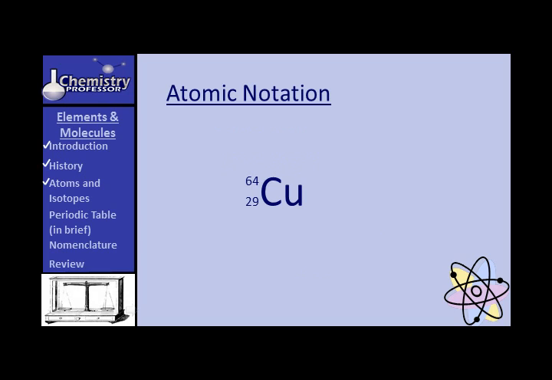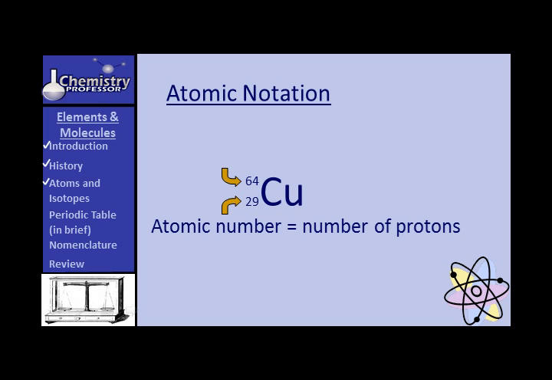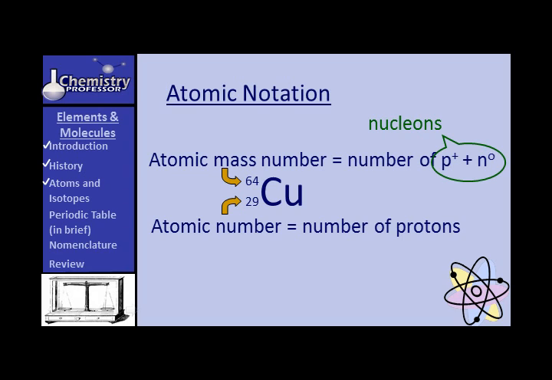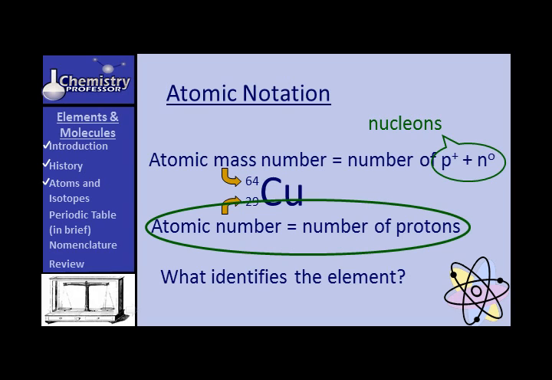For atomic notation, let's start with copper 64. Now, this number right here is the atomic number, the number of protons in the nucleus of the atom. This number is the atomic mass number, which is the number of protons and neutrons together. Sometimes protons and neutrons are referred to as nucleons. What tells us what the element is? The atomic number. It is the number of protons that defines the element.